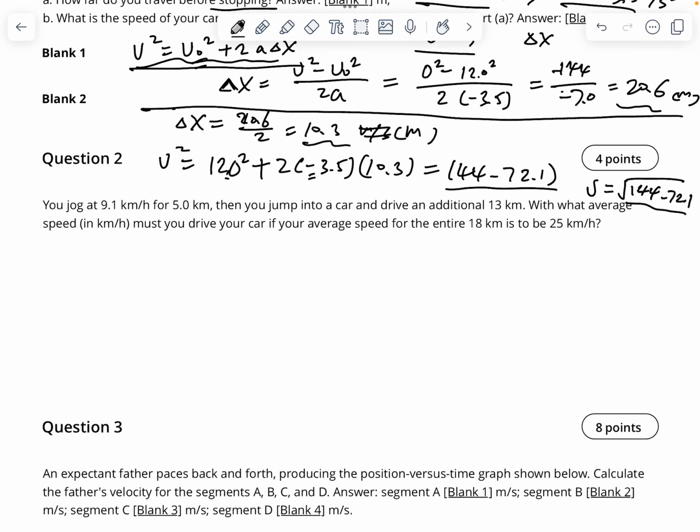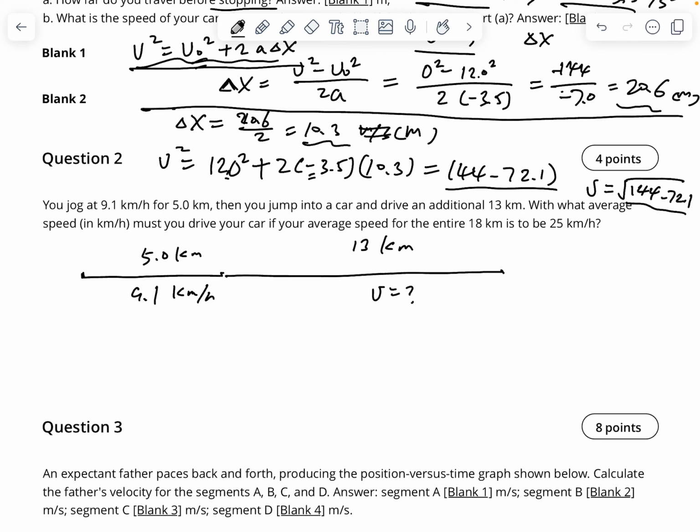All right, second one: you jog at 9.1 kilometers per hour for 5.0 kilometers. So what do you know here? The distance is 5.0 kilometers at 9.1 kilometers per hour. Then you jump into a car and drive an additional 13 kilometers, at what average speed? You don't know. What average speed must you drive if your average speed for the entire 18 kilometer trip is to be 25? So what do we know here?